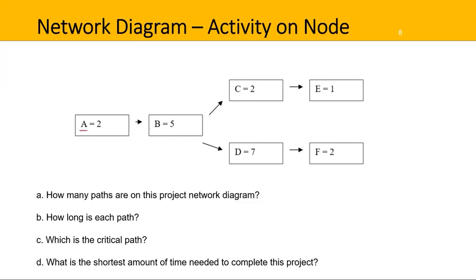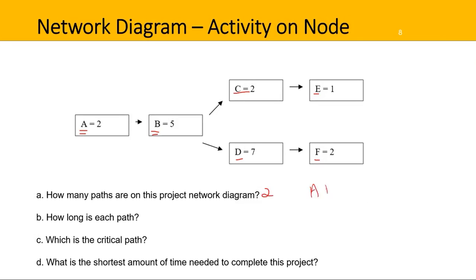Well, first we have A, B, C, and E. There's 1 path. Then we have A, B, D, and F. There's 2 paths. Now for how long is each path?